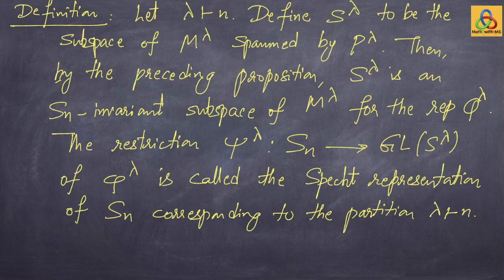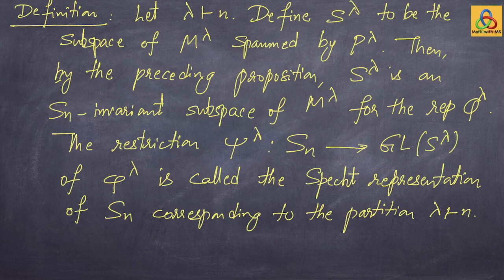The rest of the lecture will be devoted to showing that psi lambda is an irreducible representation of Sn. And secondly, to show that if two representations psi lambda and psi mu are equivalent for partitions lambda and mu of n, then lambda and mu have to be the same partition, that is lambda equals mu. This will give a complete classification of irreducible representations of the symmetric group Sn.